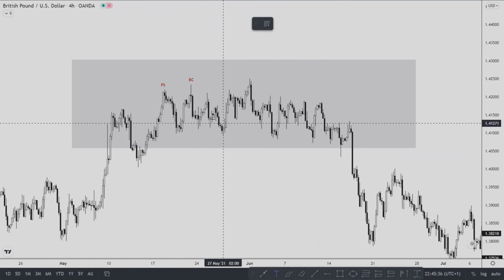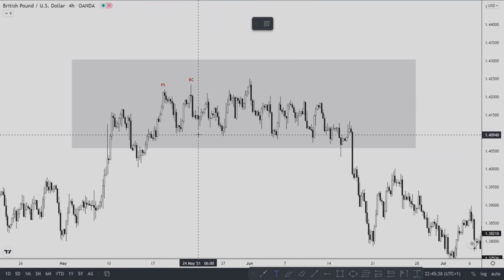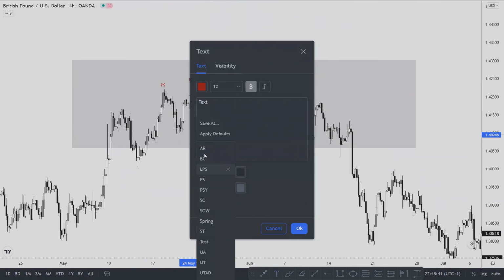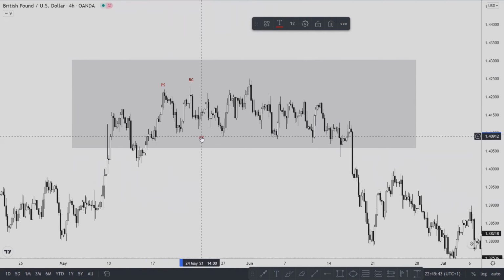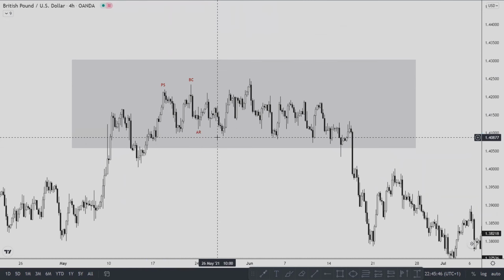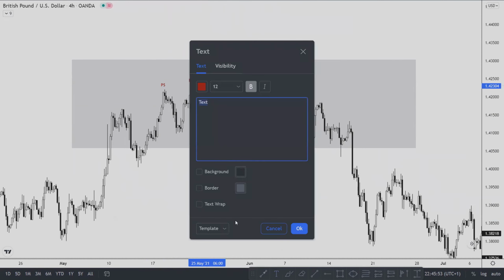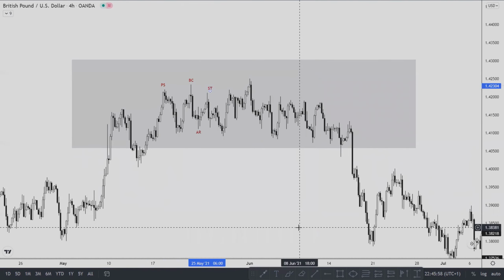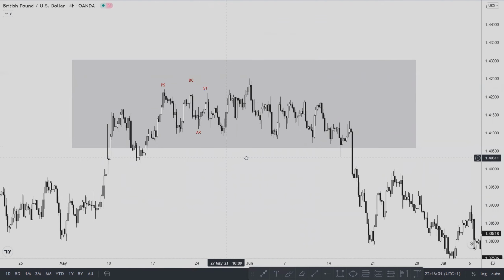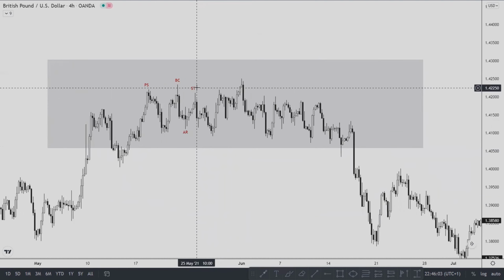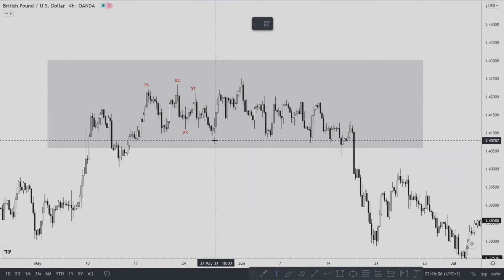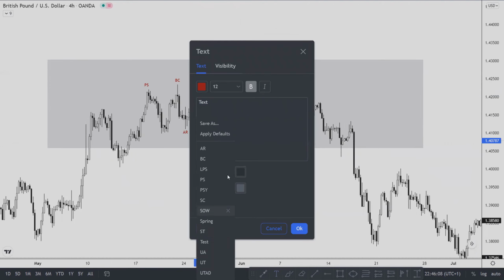Yeah, liking that so far. Then this will be my AR. This low here. Then this will be my ST. BC. ST is always after the BC. So my sign of weakness will be right here. Then I have it. Okay.